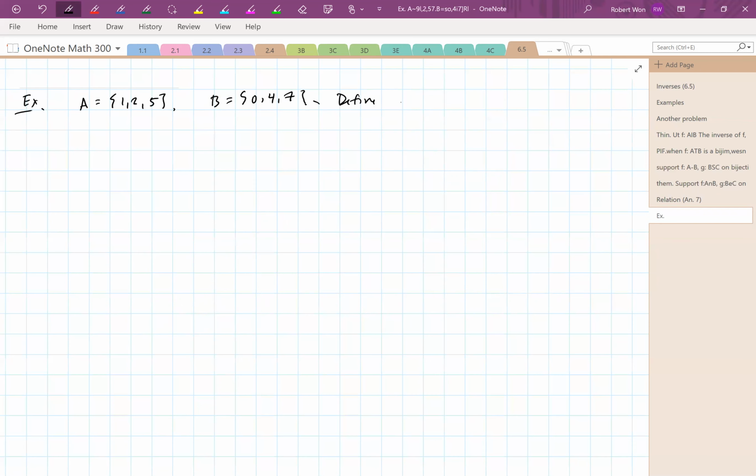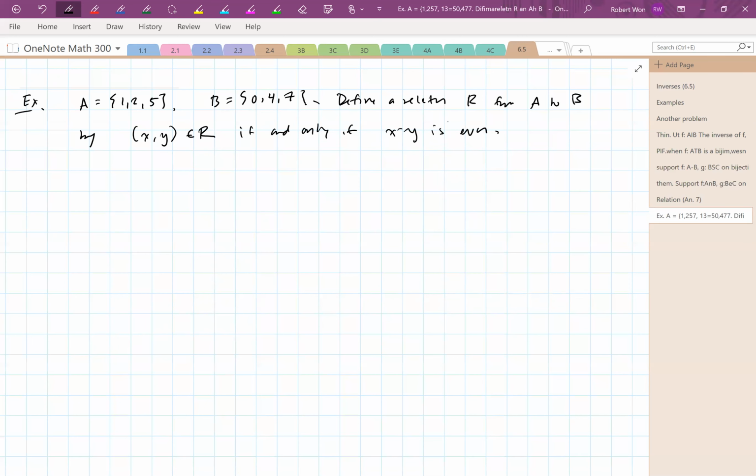Let's define a relation R from A to B by (x, y) is in R. Remember, the relation is just a subset of the Cartesian product if and only if x minus y is even. So what I'm doing is I'm just picking out a certain subset of the Cartesian product. Which subset? It's the subset where the difference between the elements is even.